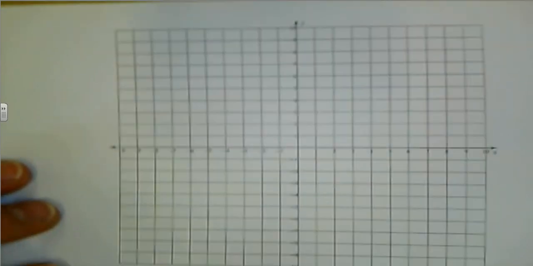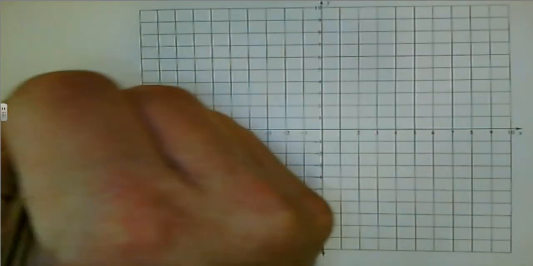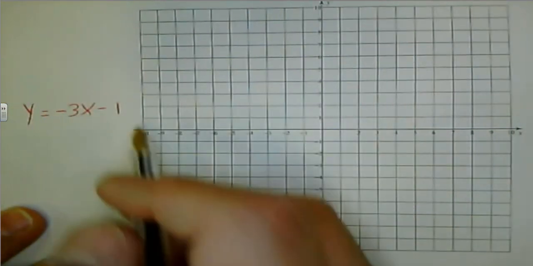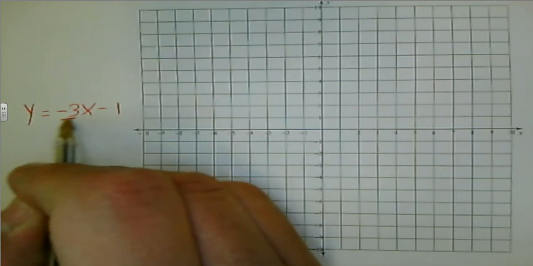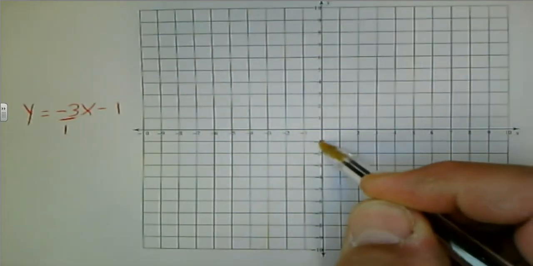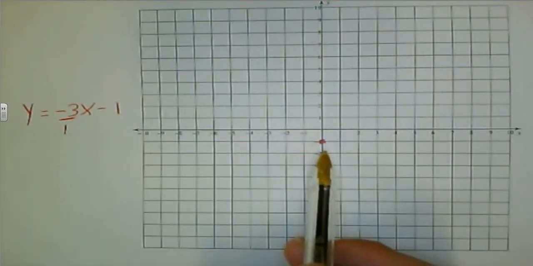All right, number 3. Y equals negative 3x minus 1. So what are we going to do? We need that slope, rise over run, so we're going to put the 1 on it. We go to negative 1 on the y. That's our first dot because that's negative 1. We put it at negative 1.